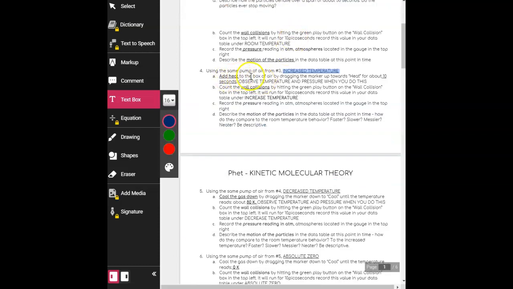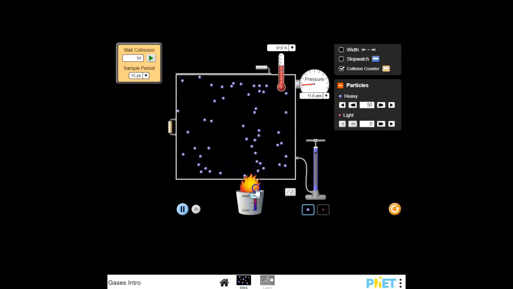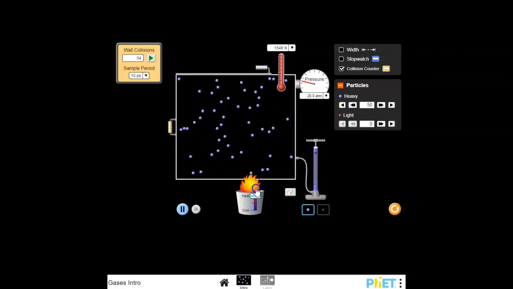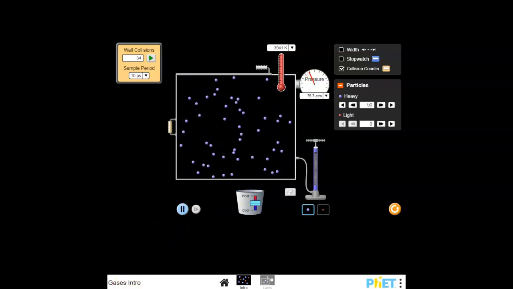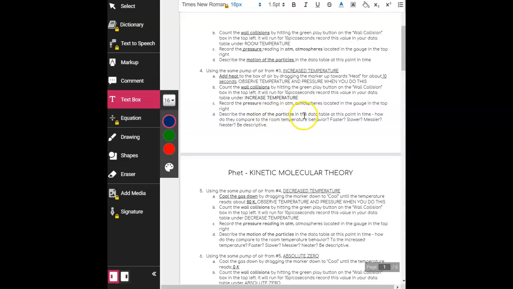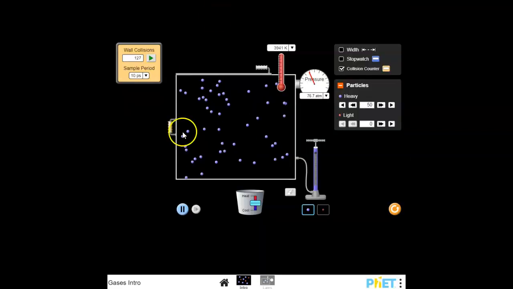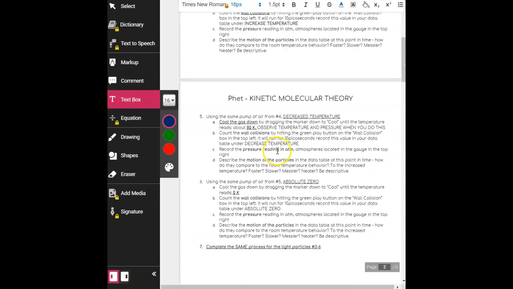It says we want to add heat now by dragging the marker up 10 seconds. So we're going to bring this up 1, 2, 3, 4, 5, 6, 7, 8, 9, 10. Last part says, describe the motion of the particles at this point in time. How do they compare to room temperature, which is the previous one? Faster, slower, messier, neater? Be descriptive. We're going to write faster and messier. I love it. Okay, good.